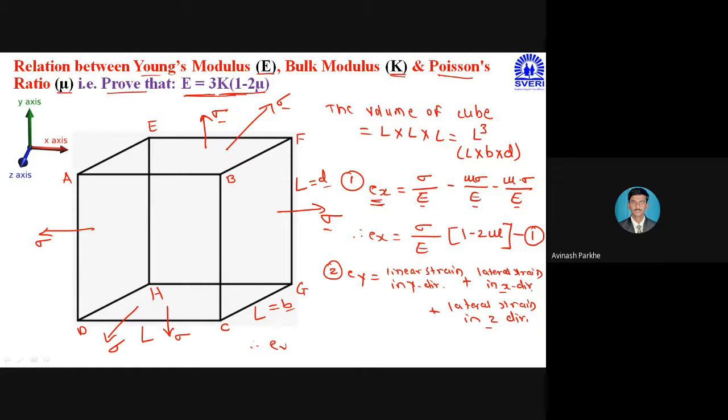Therefore, epsilon y is equal to the linear strain in y direction, which is sigma y upon E, minus. Why minus? Because the lateral strain induced in x direction decreases. Here we have taken addition, but even if we put a minus in the bracket, plus minus finally becomes minus. Therefore, mu into sigma x upon E minus mu into sigma z upon E. Again here sigma upon E, sigma upon E, sigma upon E is the constant term, so I will take it outside the bracket.